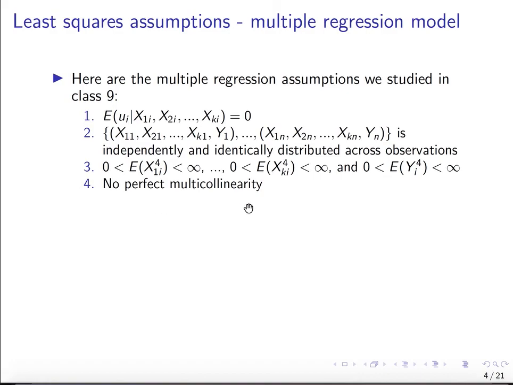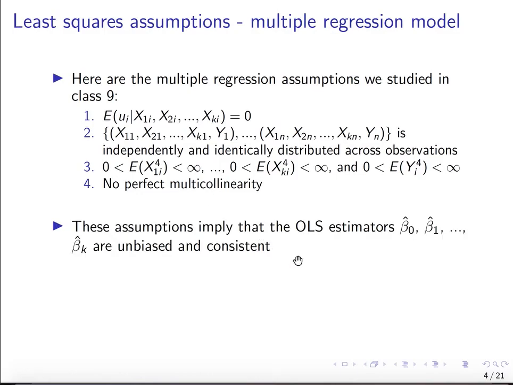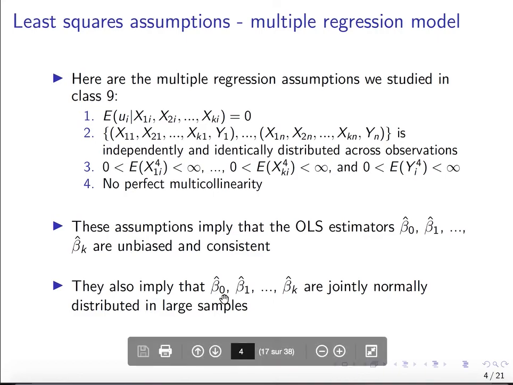That was actually an assumption that we added to the simple regression model assumptions. Remember, why do we have assumptions? What do assumptions mean? They mean if these hold, then a consequence of this being true is that all our OLS estimators are going to be unbiased and consistent, and all our beta hats are going to be jointly normally distributed in large samples. So why do I care?